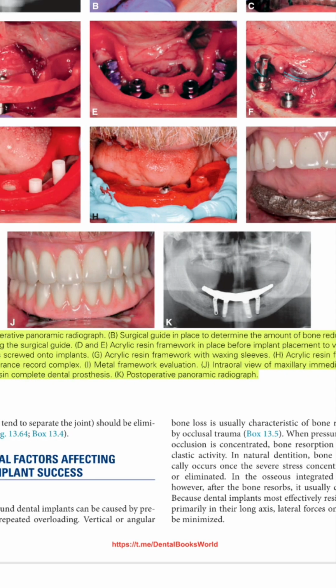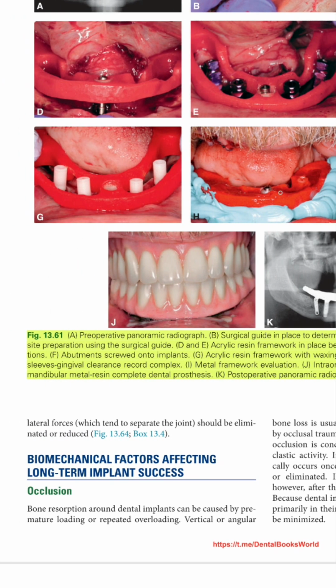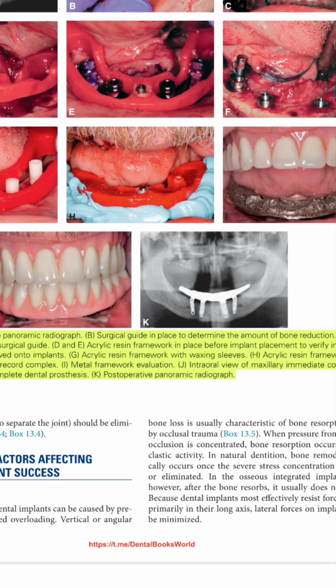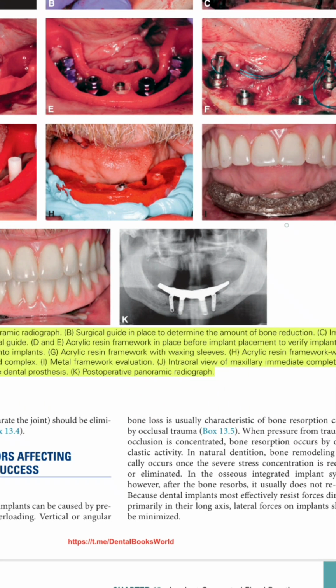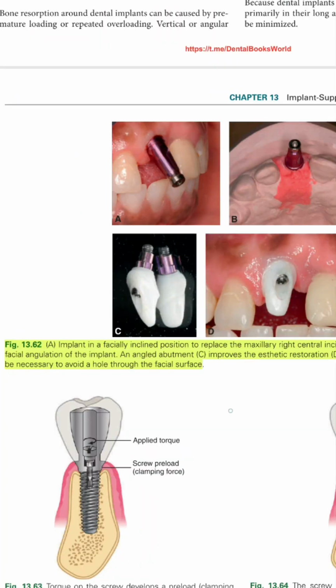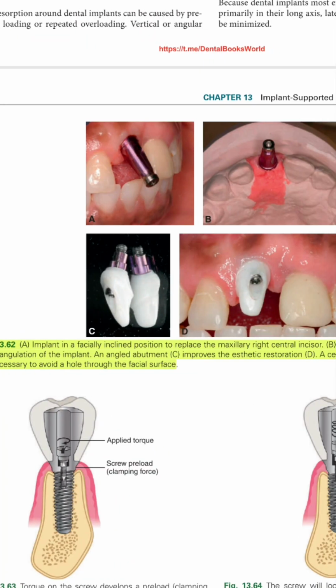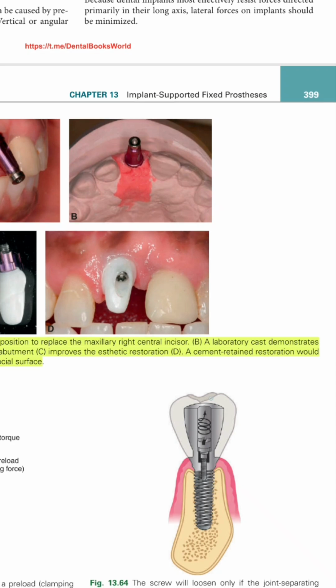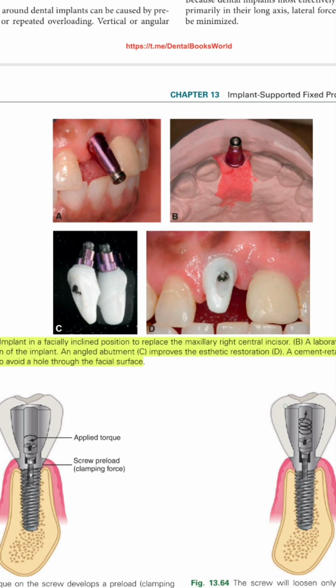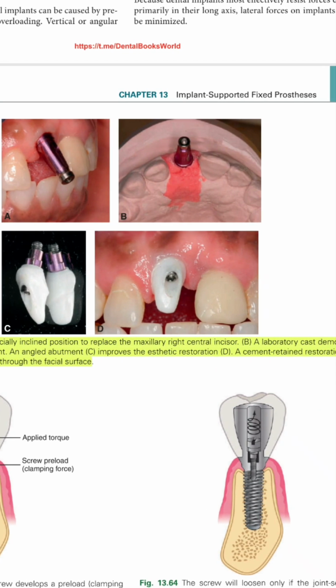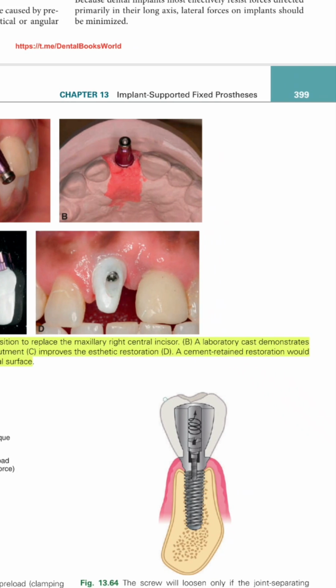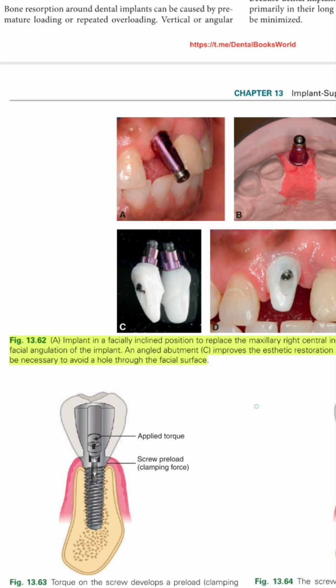And this wax sleeve can be used to record the occlusion relation. This is the metal framework evaluation. In this case, we used a tilted or angled abutment to improve the aesthetic restoration, and a cement retained restoration would be necessary to avoid the hole through the facial surface.